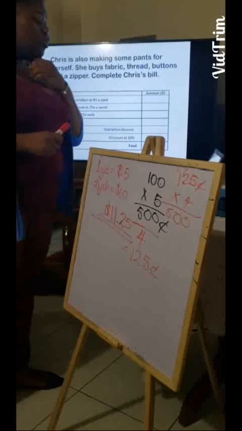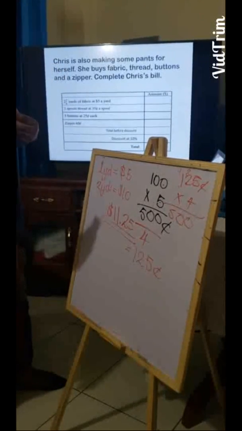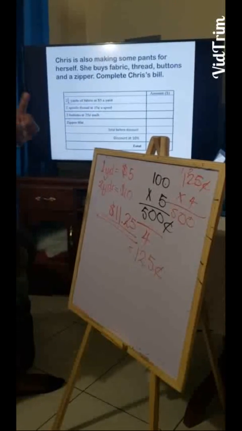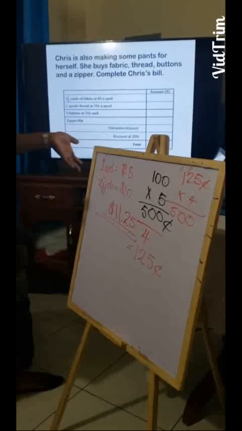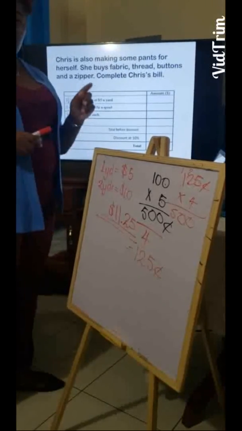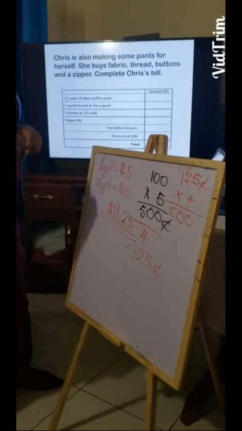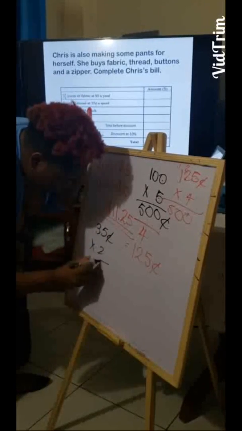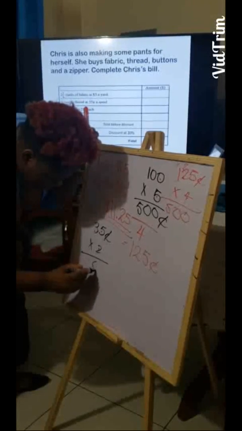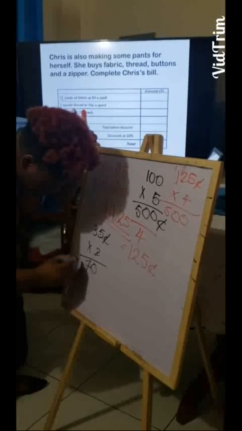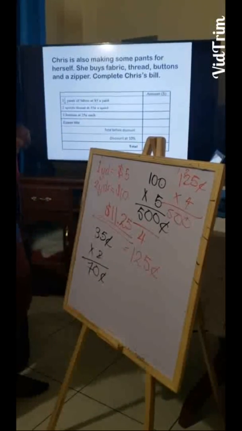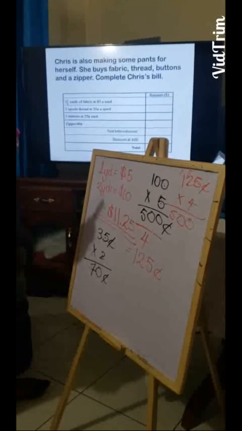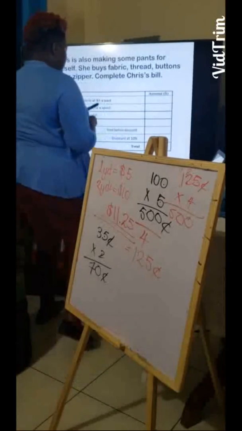So let us check about the 2 spools of thread at 35 cents a spool. If he needs 2 spools, and it's 35 cents for 1 spool, how will we get that calculation? Right, we multiply the 1 spool cost, which is 35 cents, by 2. So 35 cents will give us 70 cents. Is 70 cents enough to make a dollar? No. So we know that 70 cents is not enough to make a dollar, so it's just 70 cents. Let's just write in our responses to begin with.